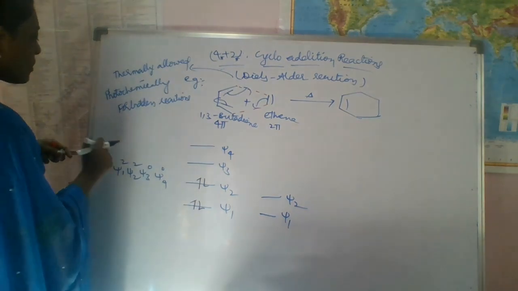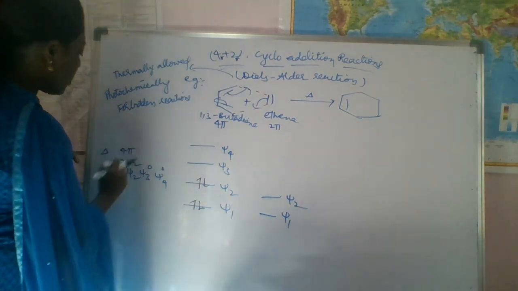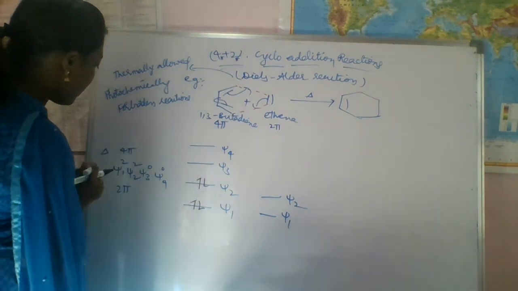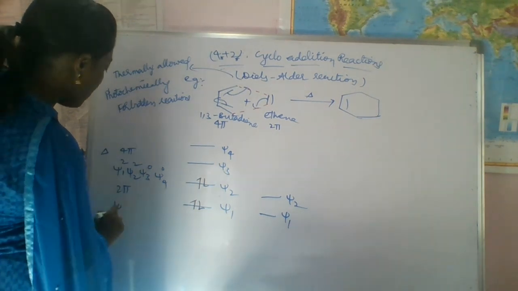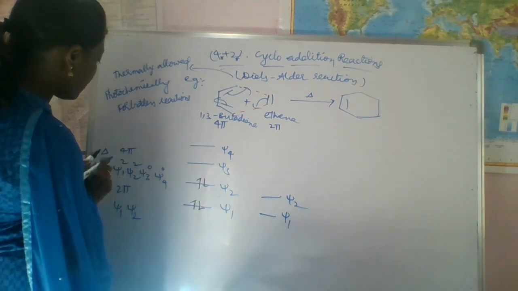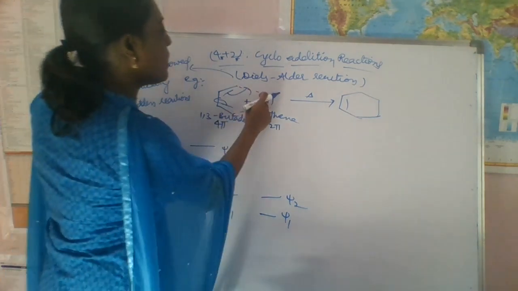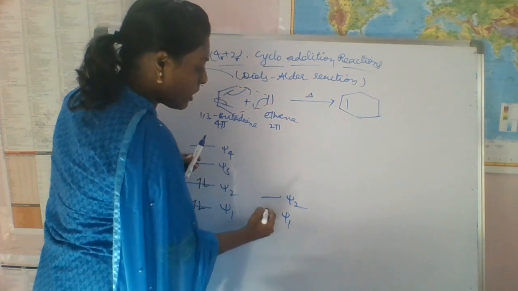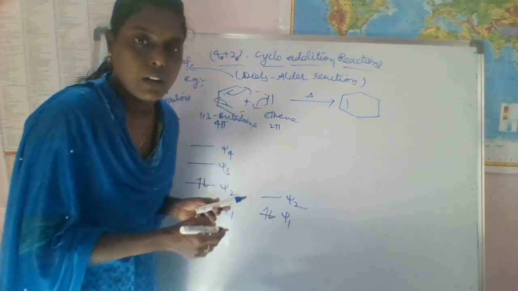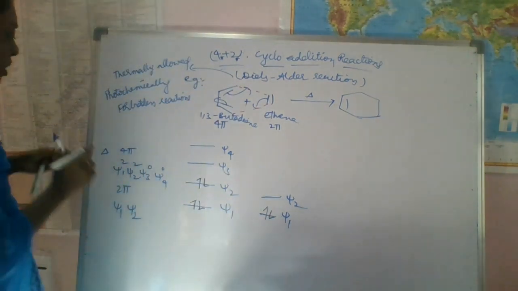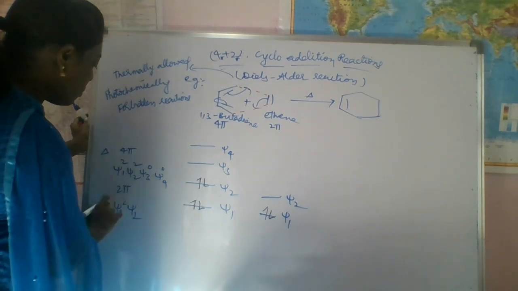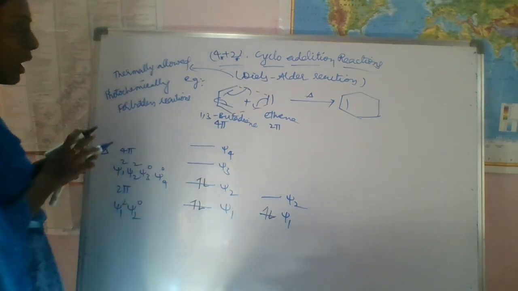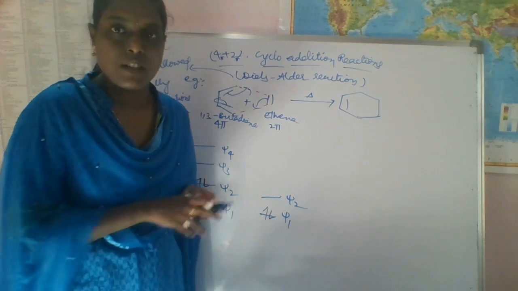And this is for 4 pi. And what about 2 pi? For 2 pi, there is psi 1 and psi 2. Here 2 pi electrons are there, so they occupy the psi 1 level. So we have to write 2 and 0 here. And we have to find out the HOMO and LUMO for this one.